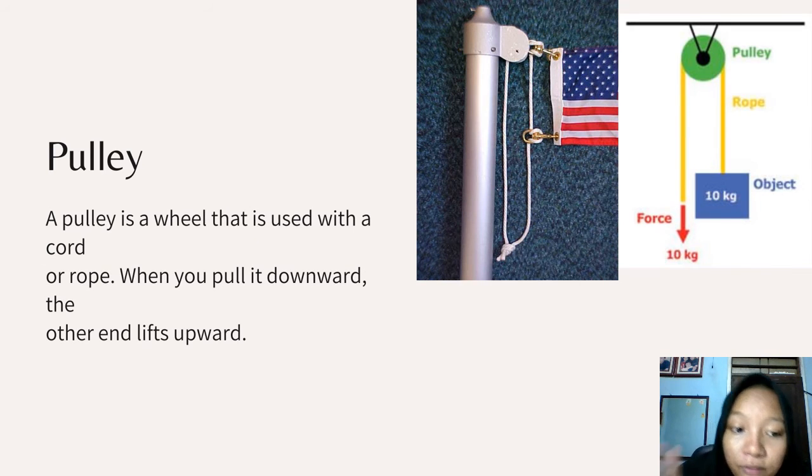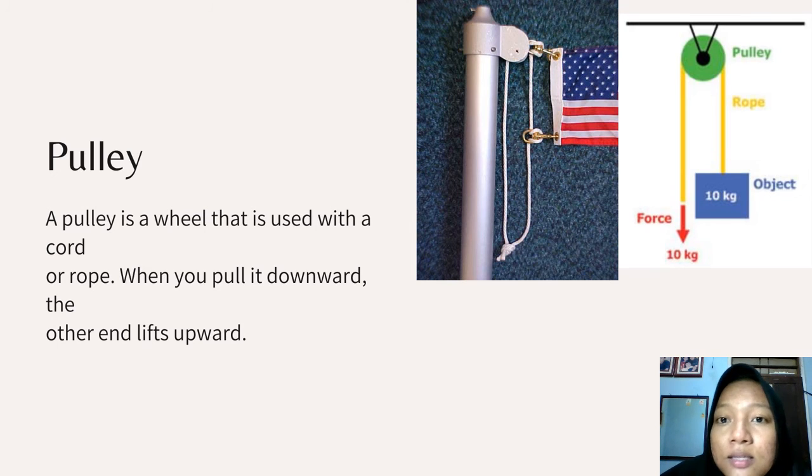And we jump to the fifth. The fifth is pulley. A pulley is a wheel that is used with a cord or rope. When you pull it downward, the other end lifts upward. And this is the example. The example is the flag rope, the flagpole, the pulley in the flagpole.